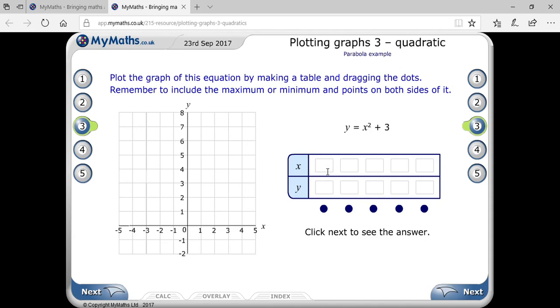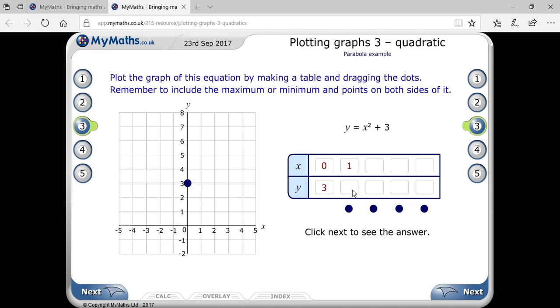Like x equals 0. You can plug in 0. When you place x equals 0, what will y equal? As the fundamental process, when you plug in x equals 0, you get 3. So 0, 3 is what we have to mention over there. 0 is here, 3 is here. Okay? So the first point will be here.